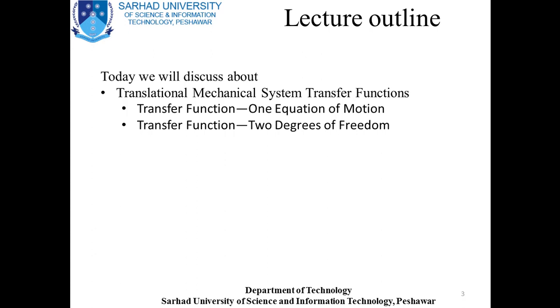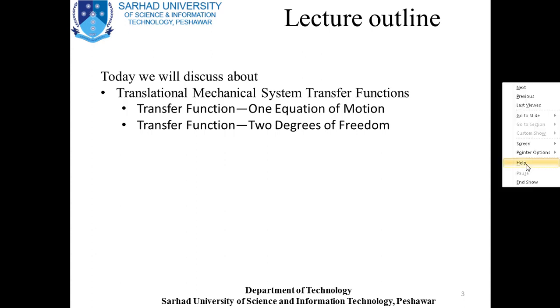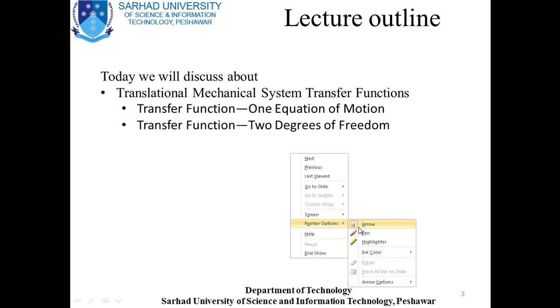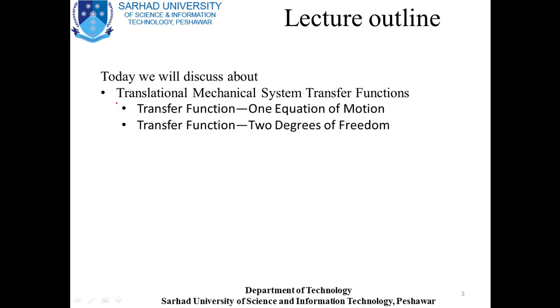Basically there are two types of mechanical systems. Let me show you. One is known as translational, and the other one is known as rotational. That will be discussed inshallah in the coming classes.